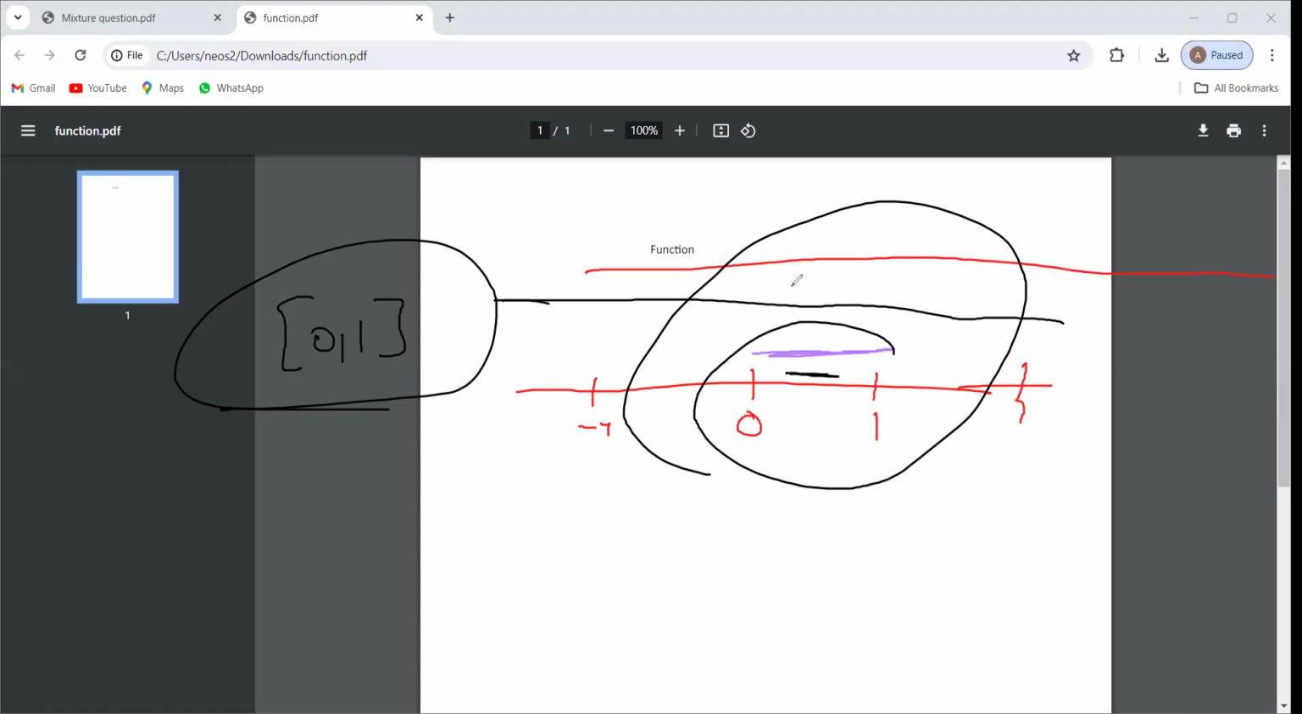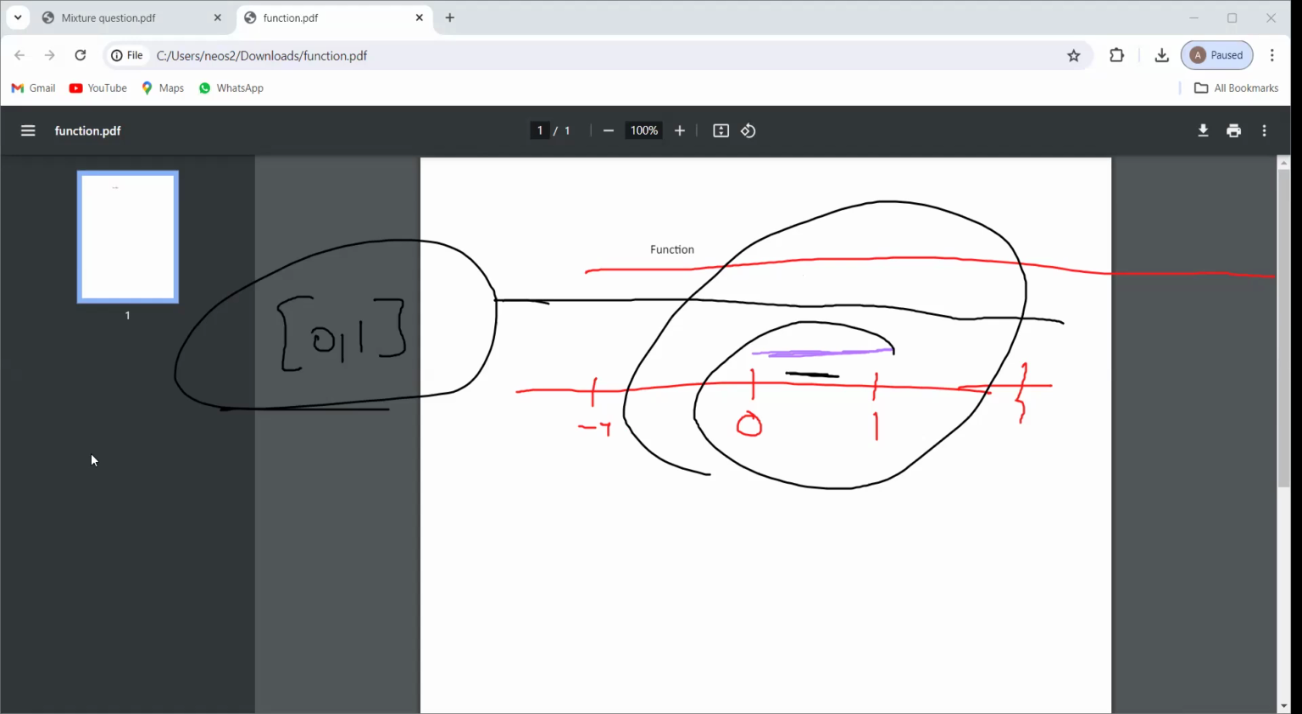Clear? Is the domain clear now? What do we do in domain? What is the definition of domain? What value of x the function can accept? That is domain. Is the definition of domain clear? Okay.